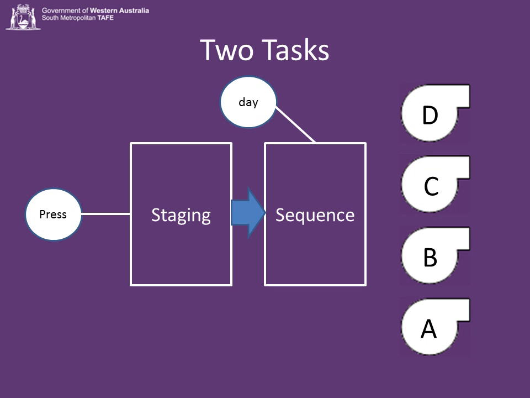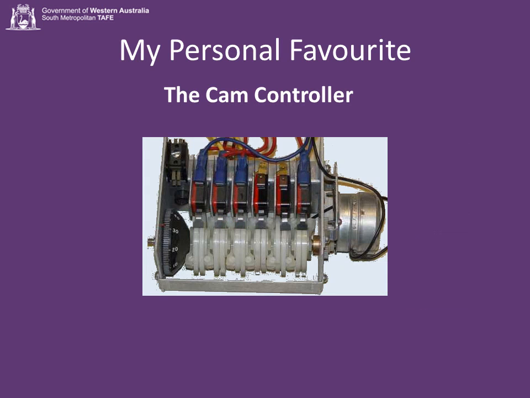So it looks like I've got 2 problems to solve. Firstly, the staging itself, and secondly, the sequencing. For staging, my personal favourite way of doing this is to reproduce what we used to do in the past. We used to use cam timers. I know that people say you should use PID, but from my experience, PID has a tendency to oscillate and overshoot, and that makes it entirely unsuitable.